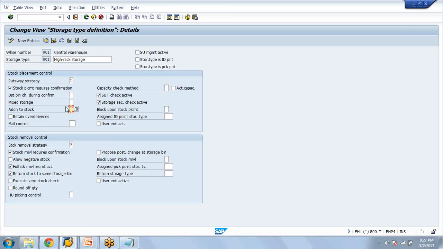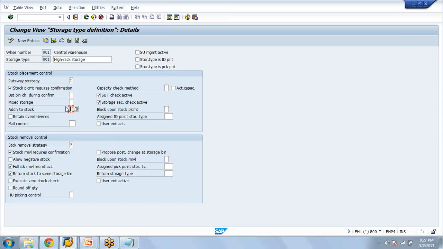Azam, I would like to say one thing here. When I did the practice, I put away strategy L. I marked mixed storage. I marked addition to stock. Then when I received the material, the last storage bin had 10 materials, but my WM2 was saying that there can be 15 materials in one SUT. So that storage bin was very empty. Even the SUT is empty.